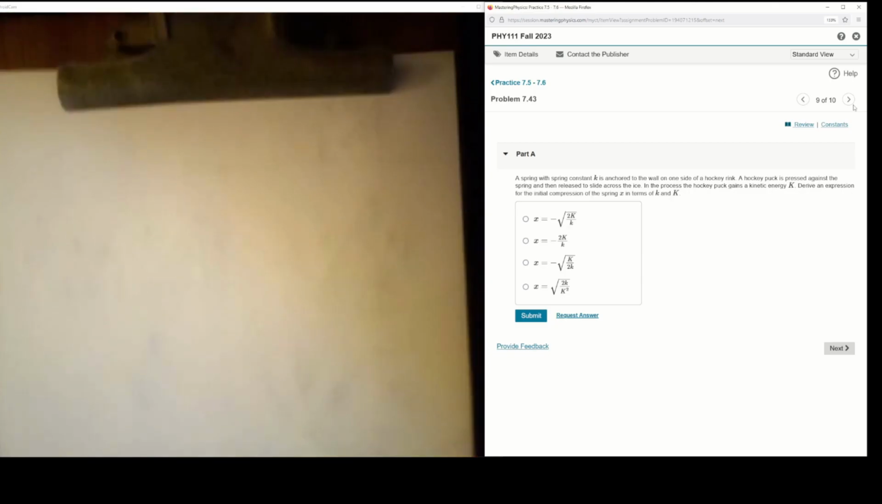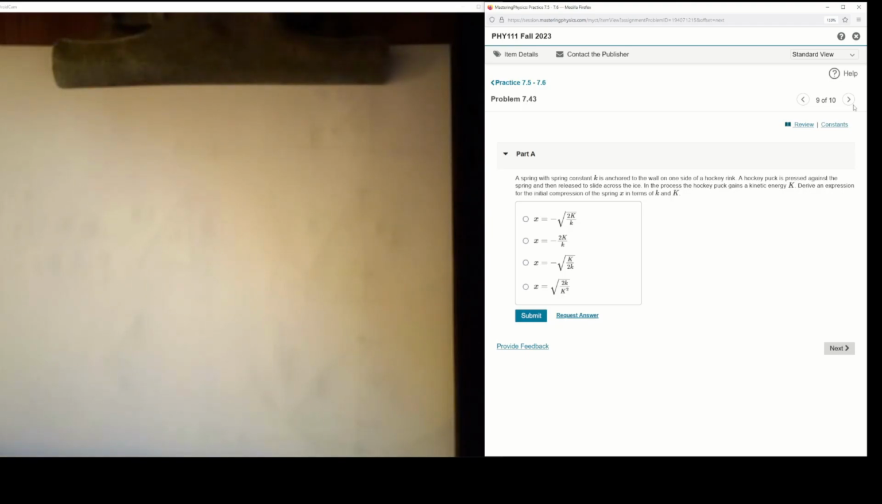So we've got a spring with a spring constant k anchored to the wall on one side of a hockey rink, all right? A hockey puck is pressed against the spring and then released to slide across the ice. In the process, the hockey puck gains a kinetic energy K. Derive an expression for the initial compression of the spring in terms of the spring constant and K, being kinetic energy here.